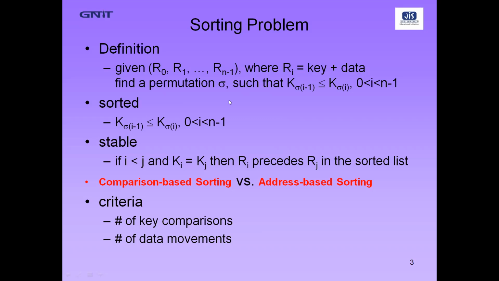And if we arrange the data in decreasing order, then P1 is greater than or equal to P2, which is greater than or equal to P3, which is greater than or equal to P4, up to P of n minus 1 being greater than or equal to Pn.